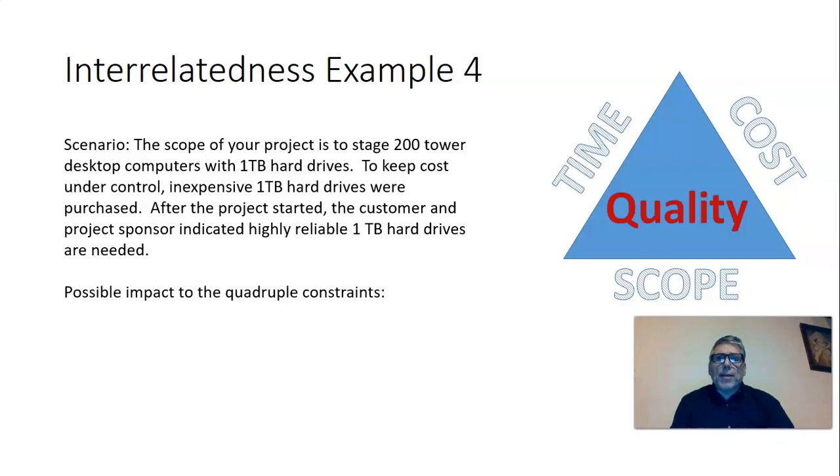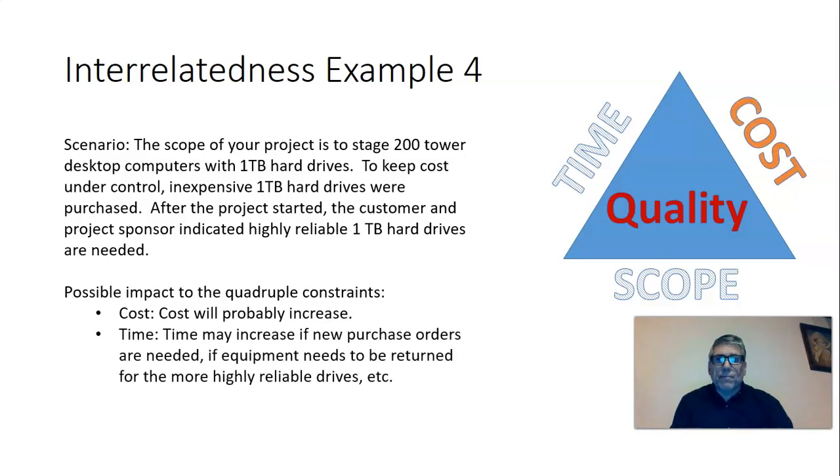So possible impacts to the quadruple constraints could be that cost will probably increase. Time may increase if you need to write new purchase orders, especially if the equipment was already shipped and you received the lower cost or inexpensive hard drives. If you've already received them, then you've got to pack those up and ship them back to your supplier. You have to put the purchase order in or buy them and have them shipped to you. So that could impact the time.